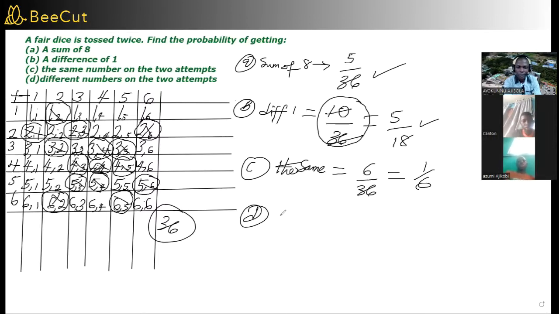Hold on. Different number. The answer should be 5 over 6. How and why? Listen. Once probability is certain, it is no more probability. Any probability whose answer is 1 is no more probability, but certainty. So it is noted that it is either we get different numbers or the same number.